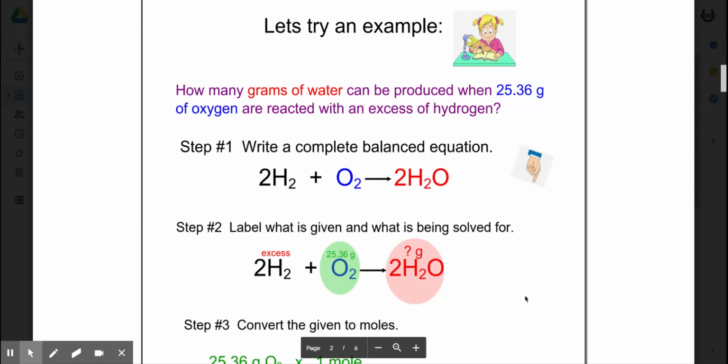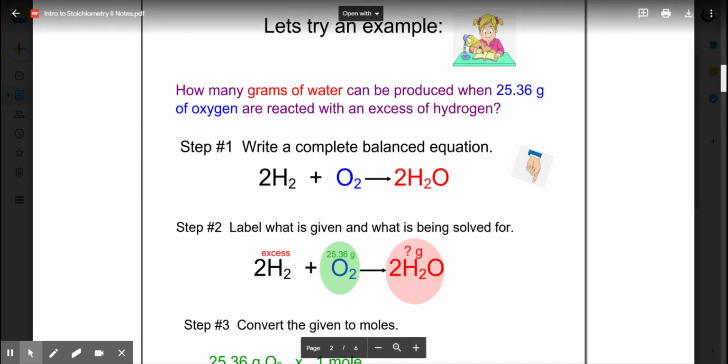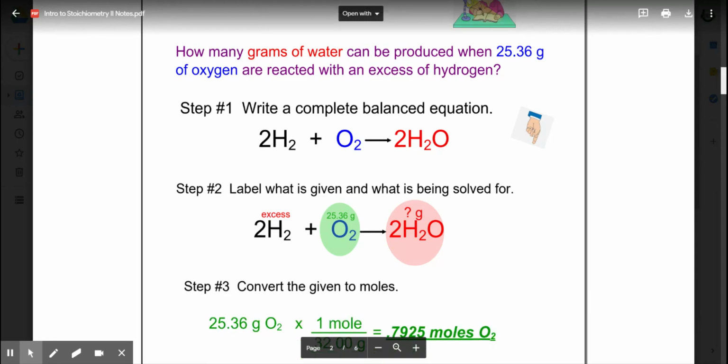Step 3 is convert given to moles. This is important because it ties in what we did earlier with our molar ratios. A chemical equation is only good for moles. So for every 1 mole of oxygen, we expect to produce 2 moles of water. Well, 25.36 grams cannot be used because it's got to be in terms of moles. So step 3 tells us that we need to go ahead and convert grams to moles.